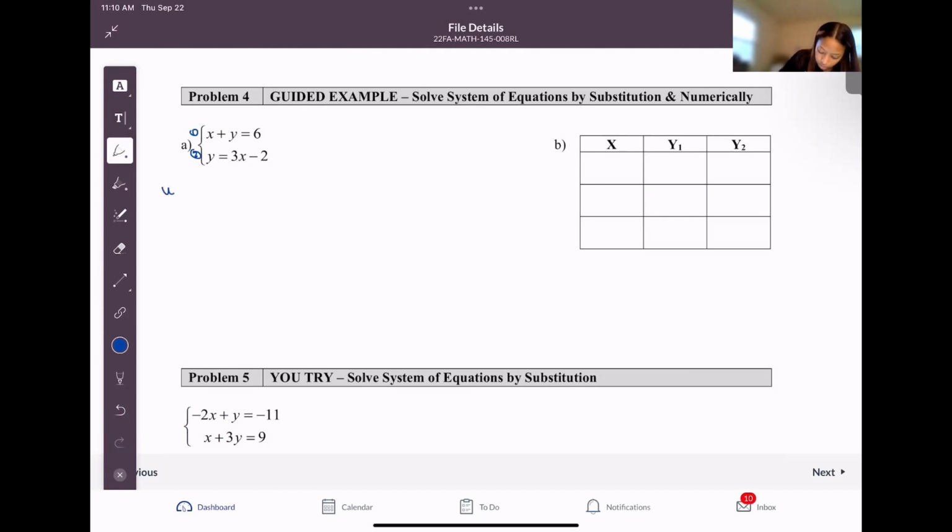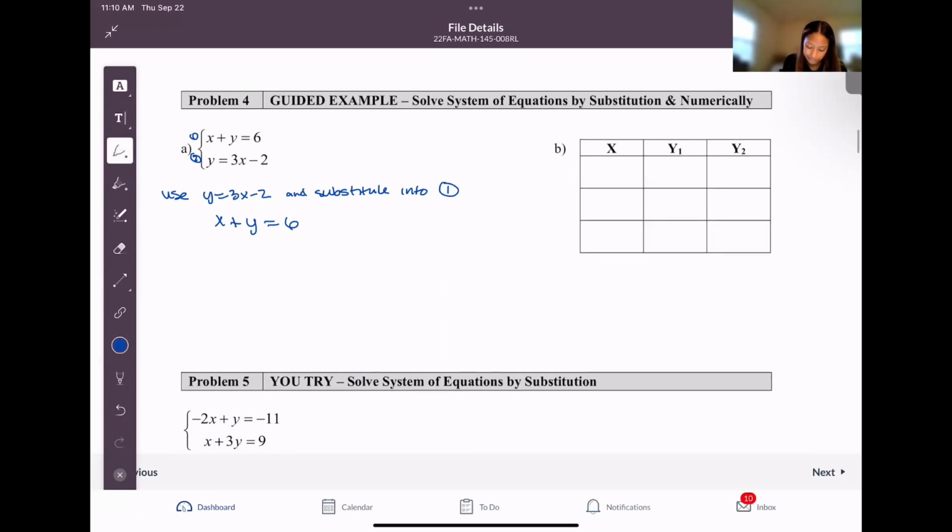So we can use y equals 3x minus 2 and substitute into equation 1. So since we're using the second equation, we're going to plug it into the other equation, the first equation. So we're going to take x plus y equals 6, and we're replacing the y with what we got in the second equation, 3x minus 2. So replace the y with 3x minus 2. That gives us x plus 3x minus 2 equals 6.